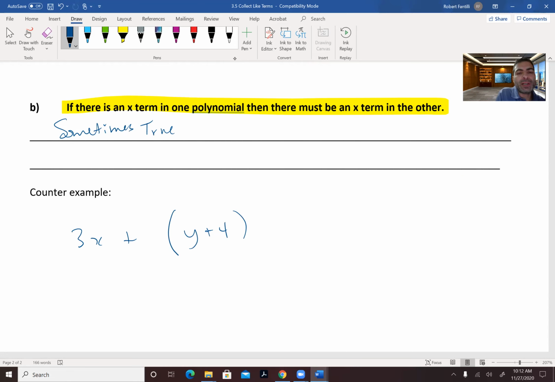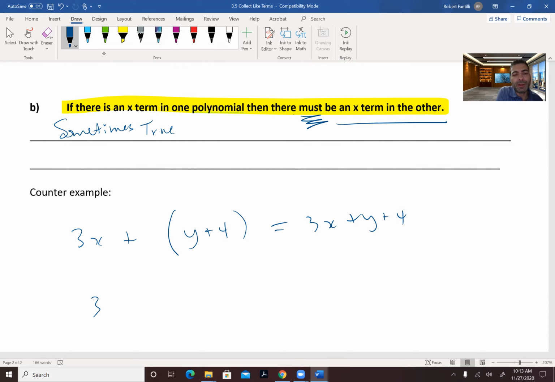But if I add those 2 together, look, this guy's got an x term. There's no x term in that polynomial. That's just y plus 4, right? And if I add those 2 together, I'm going to get 3x plus y plus 4. Done. Right? You do not have to, it said the must be an x term in one and then the other. That's not true. So we can have the x term in just one, but you could have it in both.